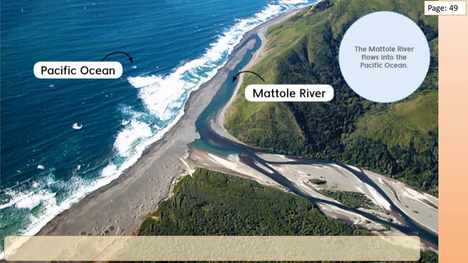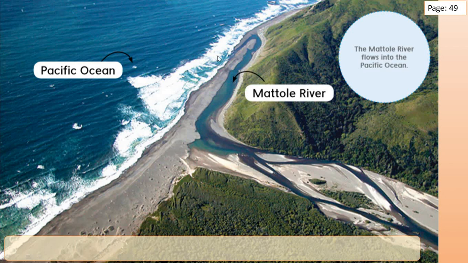In your book, page number 49, we have this picture. This picture shows us two bodies of water. The first one is an ocean. This is called the Pacific Ocean. It's the largest ocean on the Earth's surface. And this is a river, right? This river is called the Matoli River.